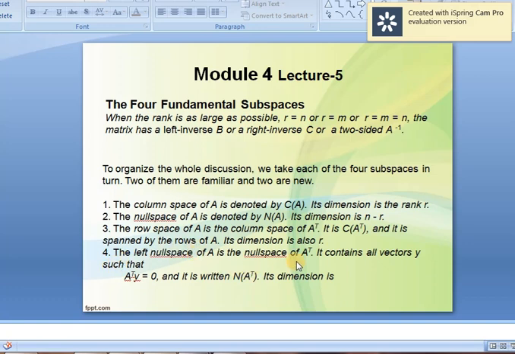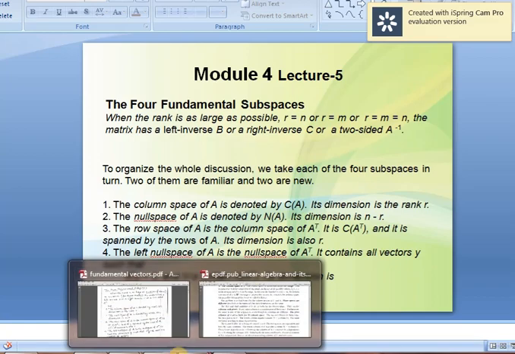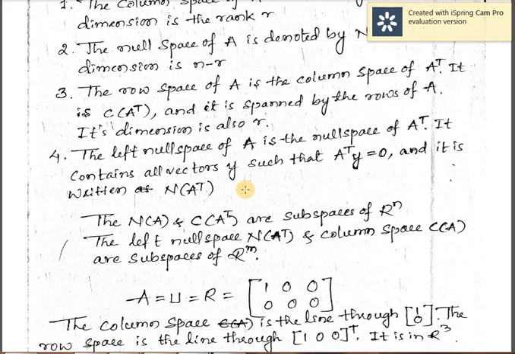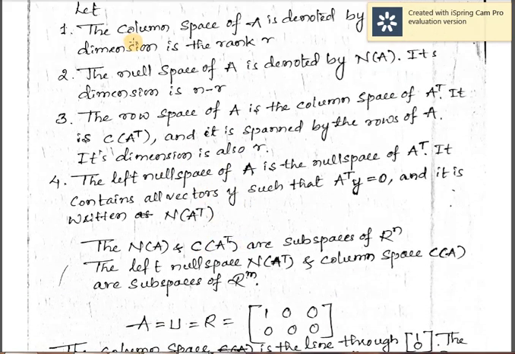The left null space of A contains all the vectors y such that A transpose y, or y transpose A, is equal to 0. So in brief, it is the null space of the A transpose matrix. Let's learn them in detail. We have listed the four fundamental subspaces, and let's take an example to understand what the column space, null space, row space, and left null space are.